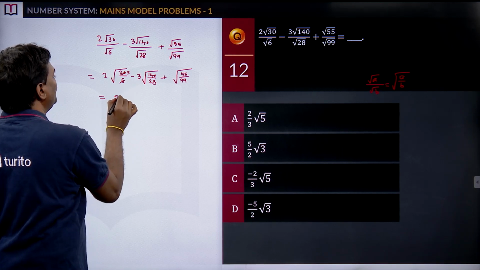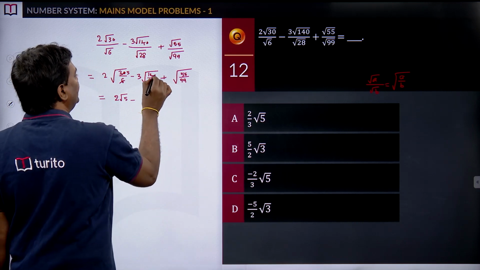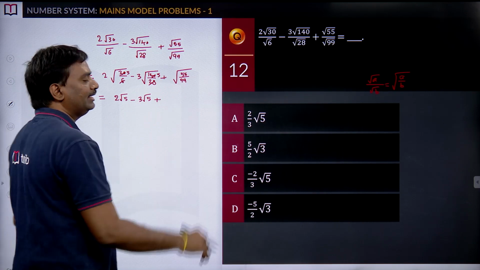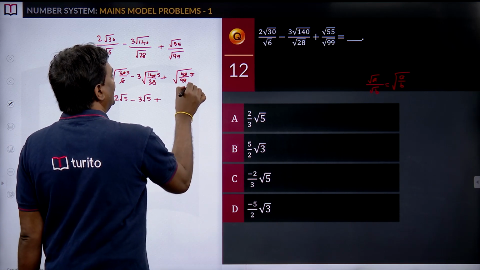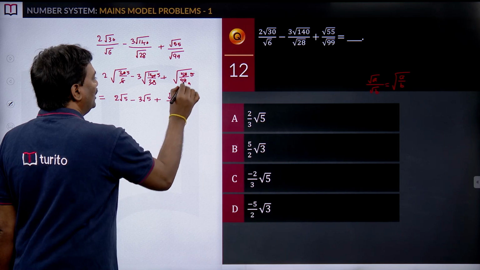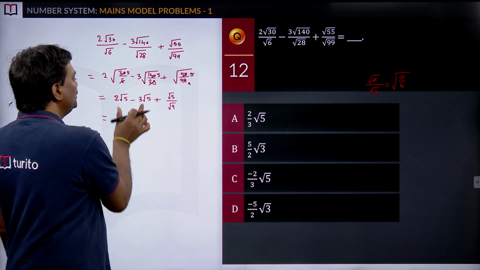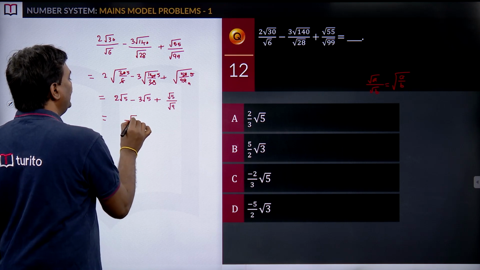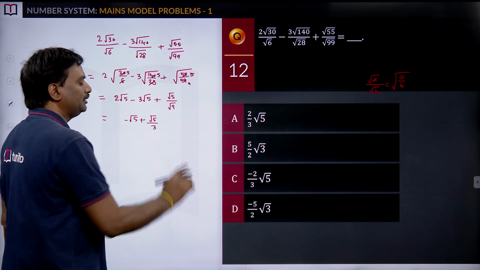So, that is 2 into root 5 minus, here we can cancel 140 by 28 exactly 5 times, minus 3 into root 5. Here we can cancel 55 and 99 by 11, 11 5s are 55, 11 9s are 99, root 5 by 9. So, by separating the numerator and denominator, you will get root 5 by root 9, but we know root 9 equal to 3, where 2 root 5 minus 3 root 5, clearly these are similar numbers.